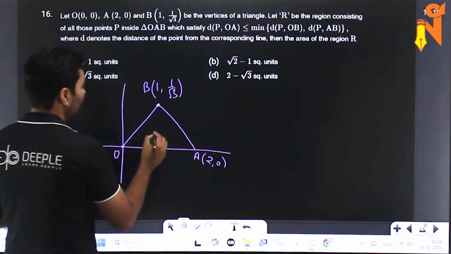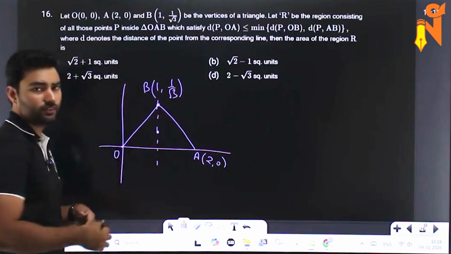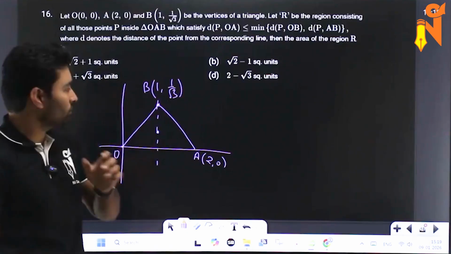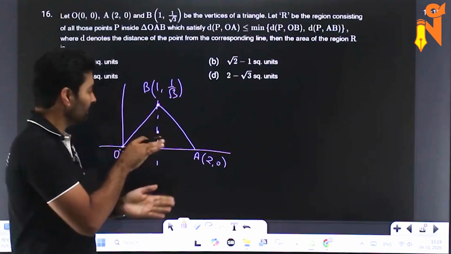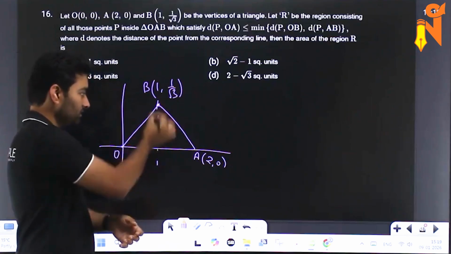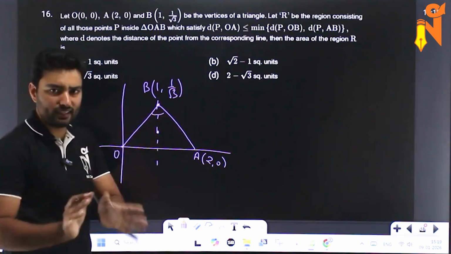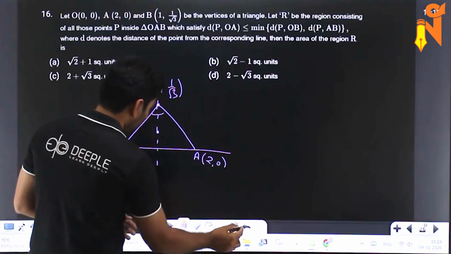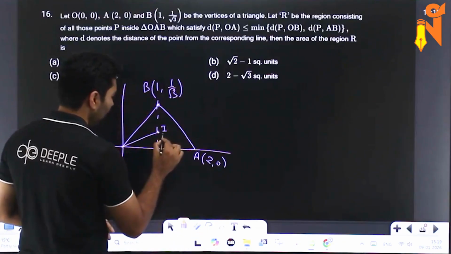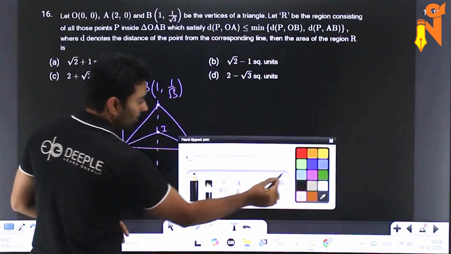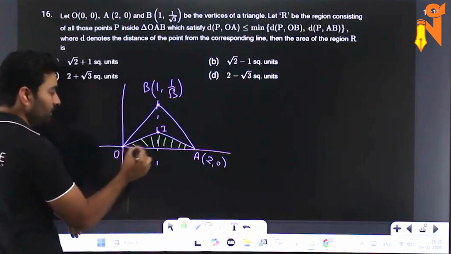Now this is I. It is very obvious that the incenter will lie on this line. If you don't know, please revise the chapter. In an isosceles triangle, the incenter will lie on this angle bisector, like it's a symmetric diagram. Now the incenter is here. So obviously this point P should be here. But why should the area of point P be this?